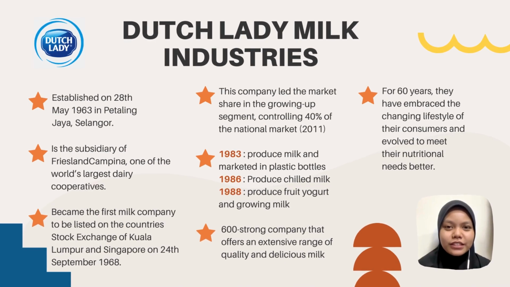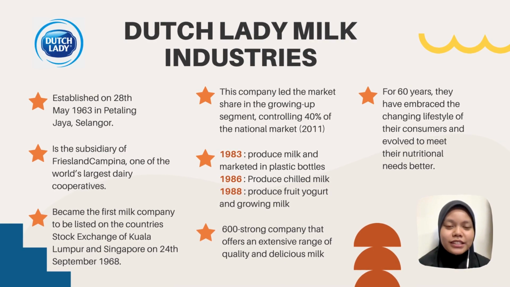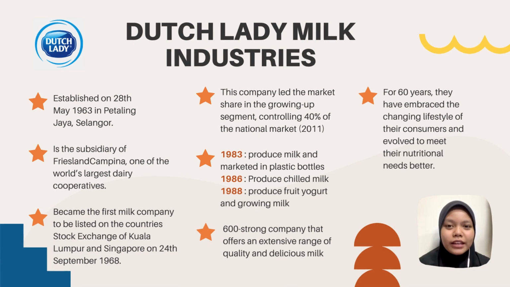Dutch Lady Milk Industries was established on 28 May 1963 in Petaling Jaya, Selangor, and is a subsidiary of Friesland Campina, one of the world's largest dairy cooperatives. They became the first milk company to be listed on the stock exchange of Kuala Lumpur and Singapore on 24 December 1968. According to an article published in 2011, they led the market share in the growing-up milk segment by controlling 40% of the national market.